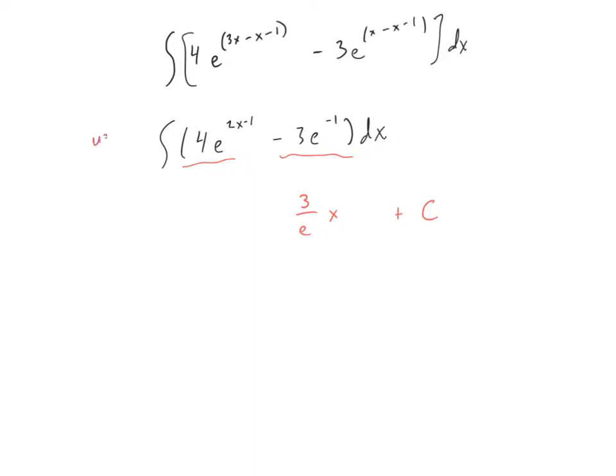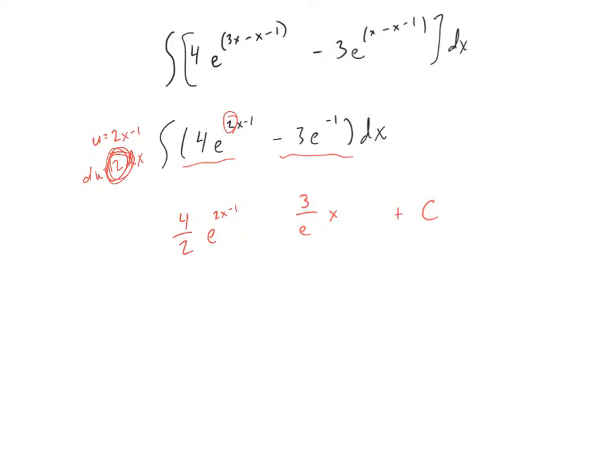I could set u equal to 2x minus 1, and then du would be 2 dx. But I can kind of see ahead of time that I would have a 1/2 coming out of this. I know that the integral of e to the 2x minus 1 is e to the 2x minus 1, but as I've done this a few times now, I know that I'm going to get a 1/2 from this part of the substitution.